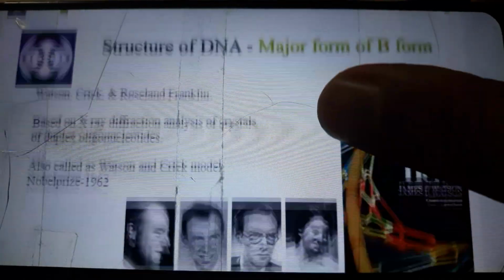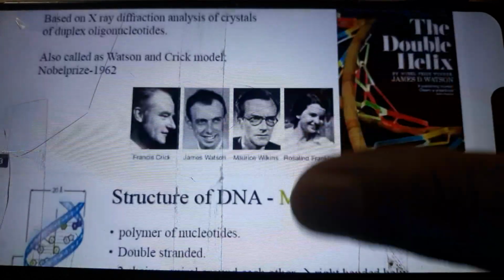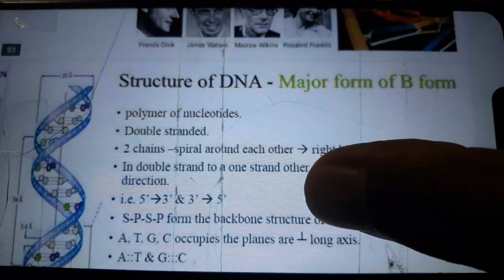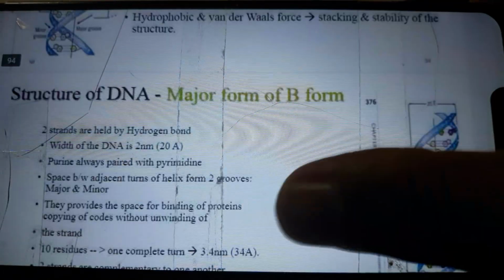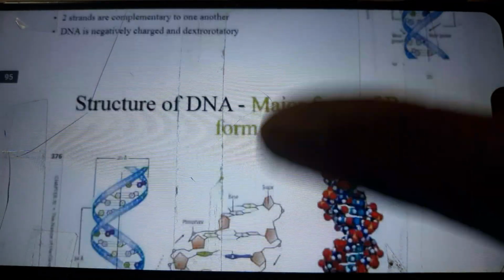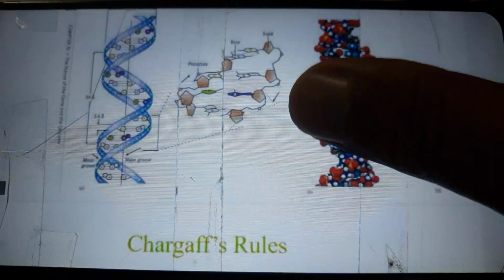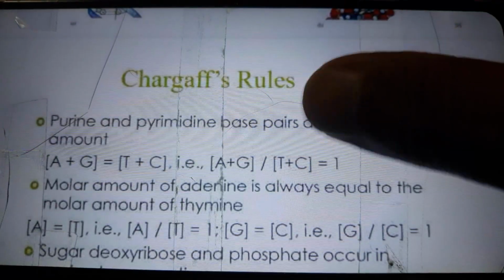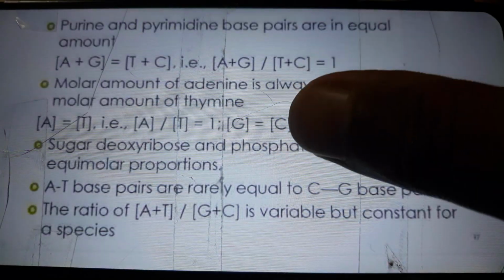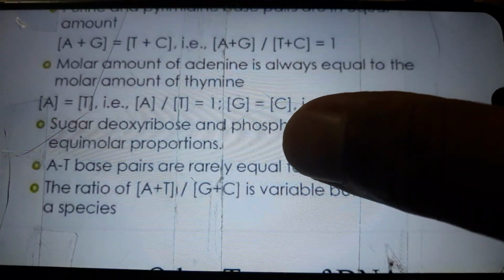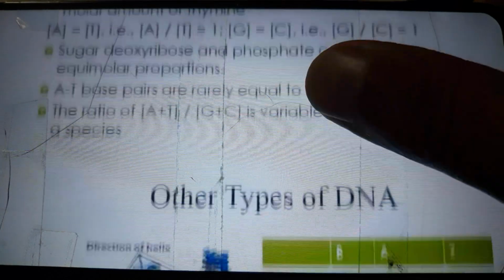Functions. Structure of DNA, major form B form. These are all extensive notes on that. Note this diagram, and charts and graphs. Chargaff's rule: purine and pyrimidine base pairs are in equal amounts. A plus G equals T plus C. A plus G divided by T plus C equals 1.